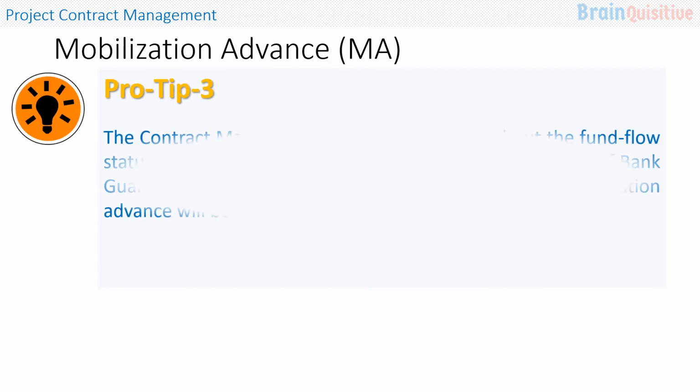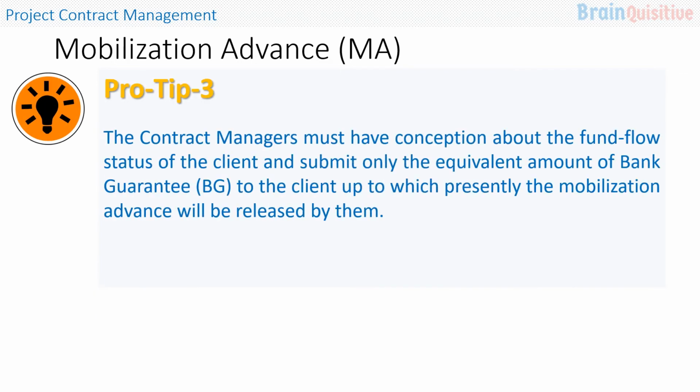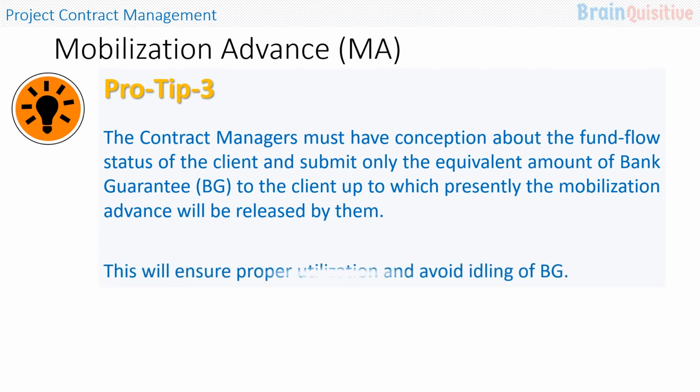Pro tip 3. The contract managers must have the conception about the fund flow status of the client and submit only the equivalent amount of the bank guarantee to the client up to which the mobilization advance will presently be released by them. This will ensure the proper utilization and will avoid the idling of the bank guarantees or bonds.